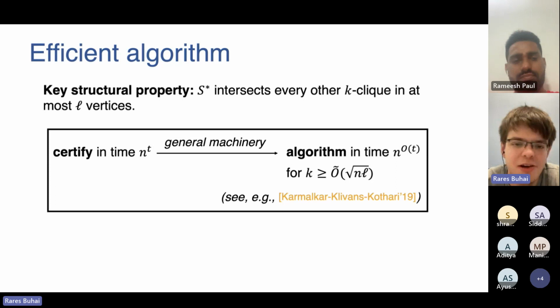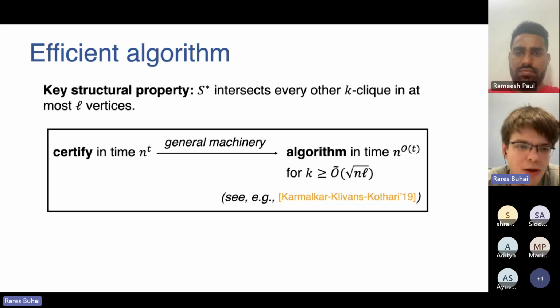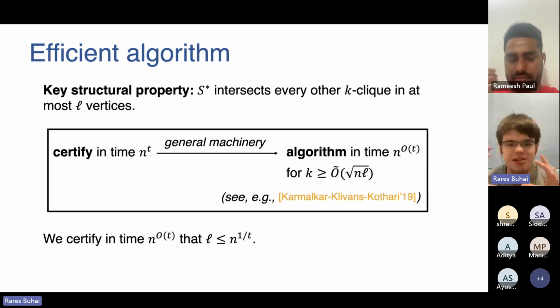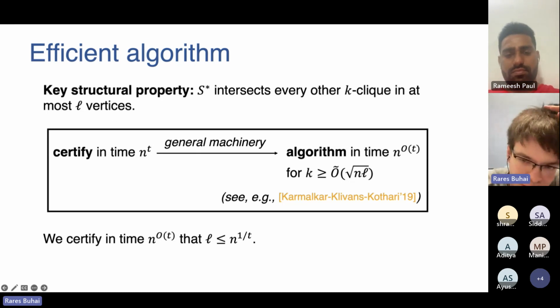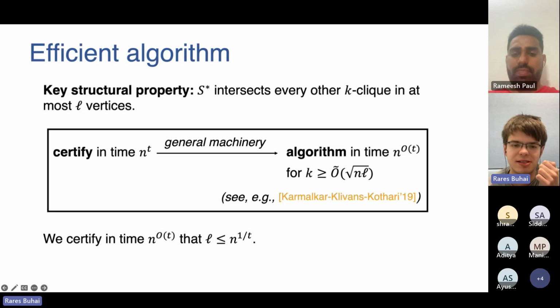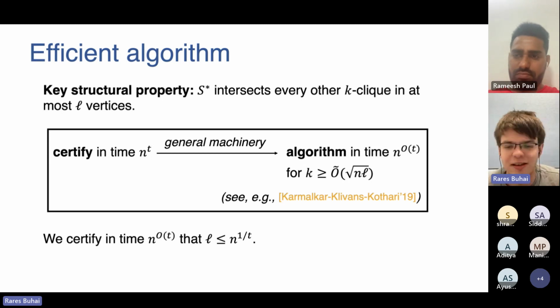So we are able to extend this machinery and adapt it to the case of cliques. What we do in terms of certification is that we manage to certify in time n to the O of t that L is at most n to the 1 over t, so that each intersection is at most n to the 1 over t. So if you plug this L into what I said you get for an algorithm, then you get an algorithm that runs in time n to the O of t, and that works when k is at least root n times n to the 1 over 2t. So it's exactly the guarantee that we want.